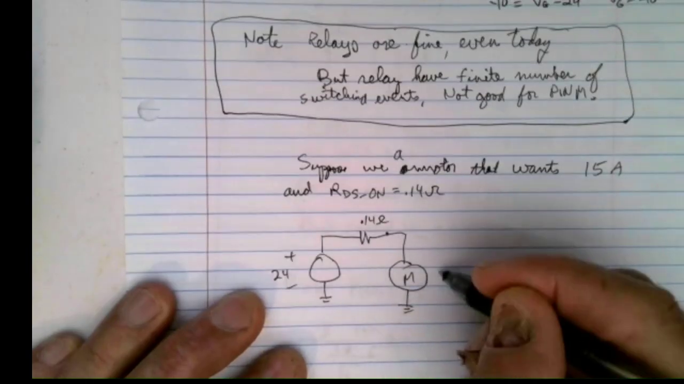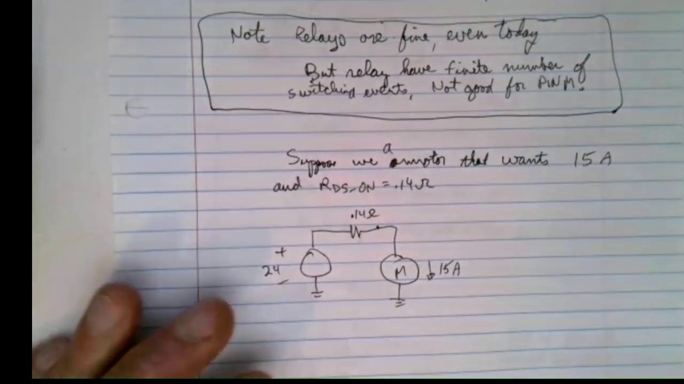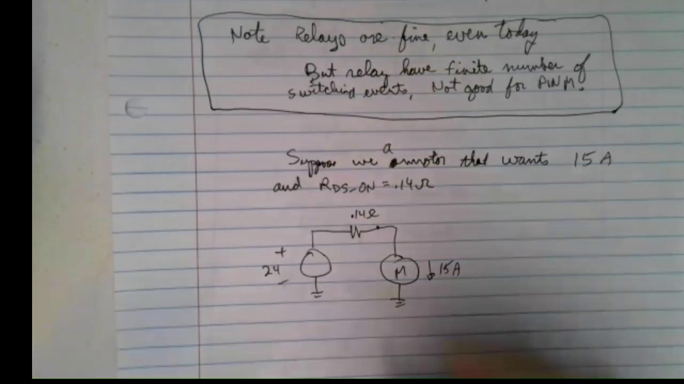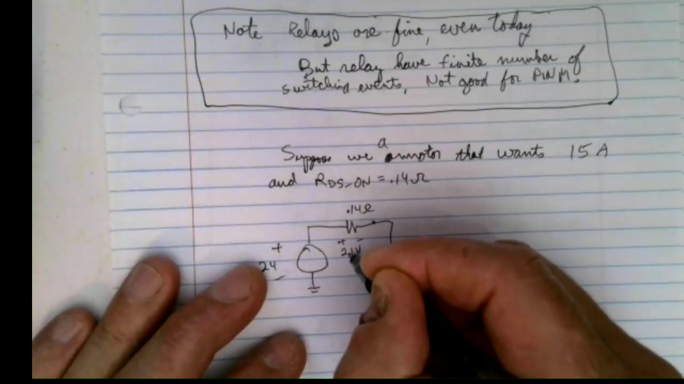And if this current is 15 amps, then you can go and calculate the drop across the FET. For instance, 15 amps times 0.14 ohms is 2.1 volts. So we're going to have plus or minus 2.1 volts here.